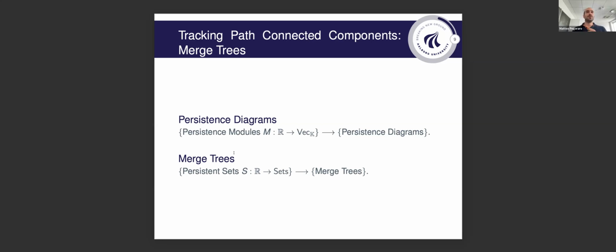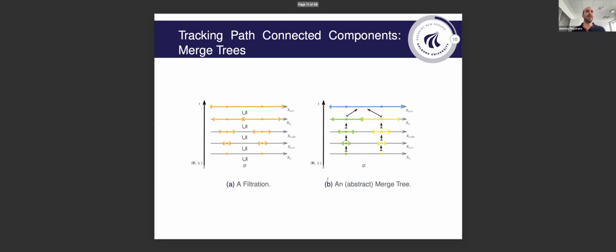Merge trees are to persistent sets what persistence diagrams are to persistent modules. So, some discrete representation of those functors that classifies those functors up to some equivalence relationship. Okay, so these are the objects that we are going to focus on today. How do we obtain that?